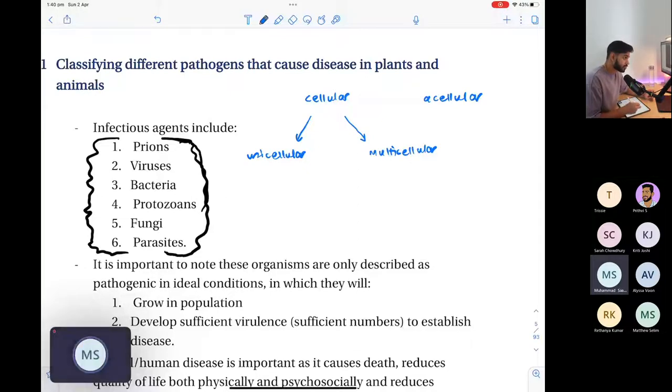A prion is a type of protein that can trigger normal proteins in the brain to fold abnormally. Very good. I like how clear that explanation was, right? Prions are proteins, full stop. So he's straight away told us it's not a cell. The next thing he's told us is it can induce or force other normal proteins to misfold, which is scary.